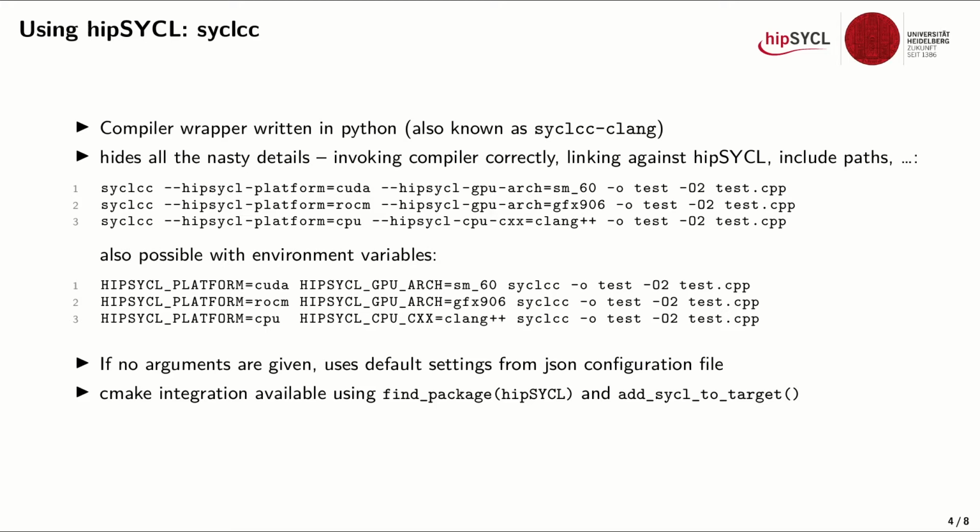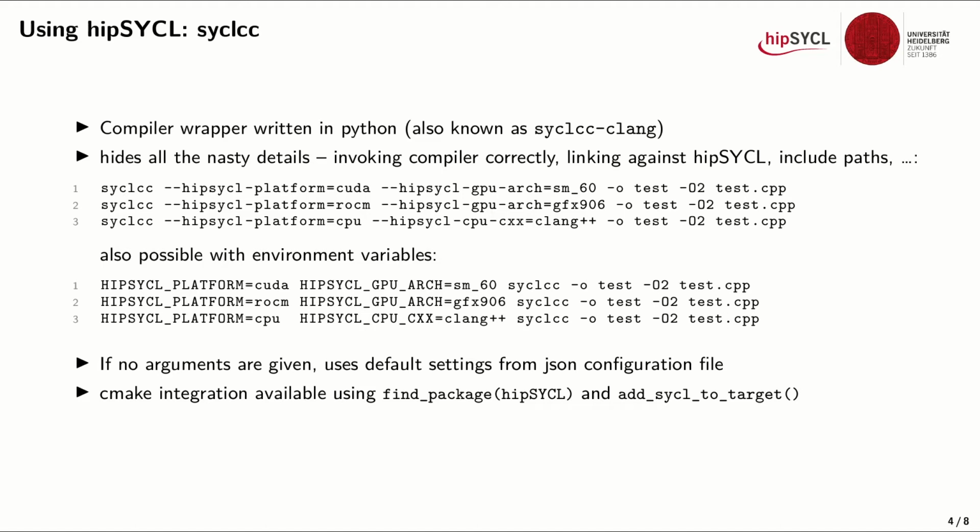You can do all the same settings also with environment variables. However, if both command line arguments as well as environment variables are provided, the command line arguments take precedence. And if neither are given, then syclcc will just use some default settings from some configuration file that is installed when installing hipSYCL.